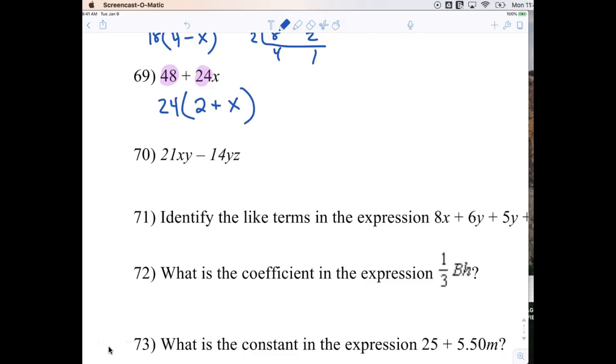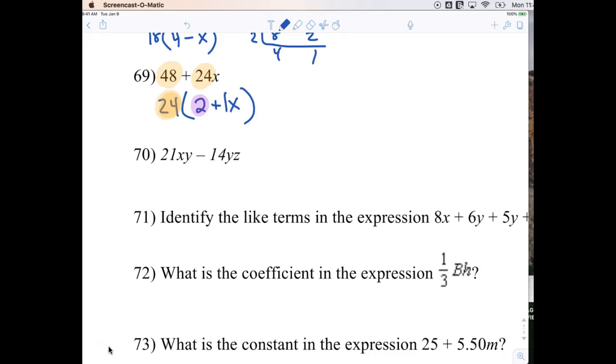All right. Now, if you're wondering, let me just say something real quick. If you're asking me how I got to 2, what I always try to tell kids is that once you figure out what's common, you're always just dividing. 48 divided by 24 is what? 2. And then 24 divided by 24 is 1.